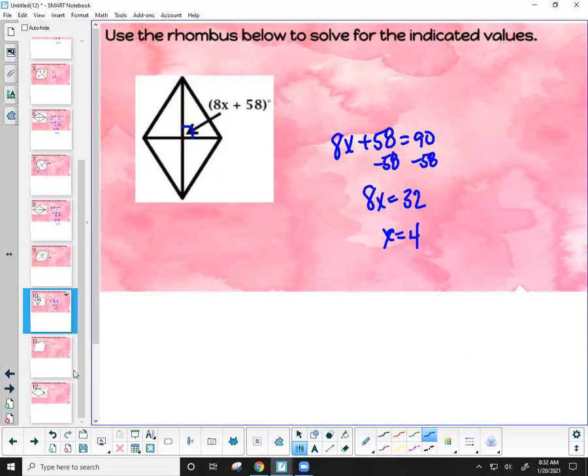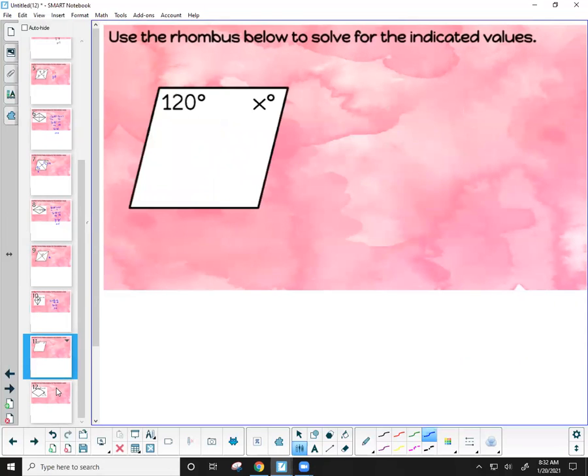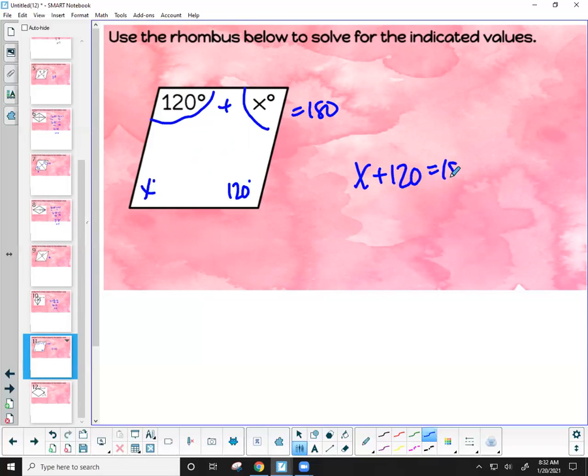All right, last one. Going back to our parallelograms. Remember how we talked about opposite angles are congruent, right? But keep in mind, because of our parallel lines, any two consecutive angles would add up to 180 degrees. They're supplementary. If they're in a row, they have to be supplementary. If they're opposite of each other, they're congruent. So that means x plus 120 has to equal 180. I can subtract 120, and I'll get x equals 60 degrees.